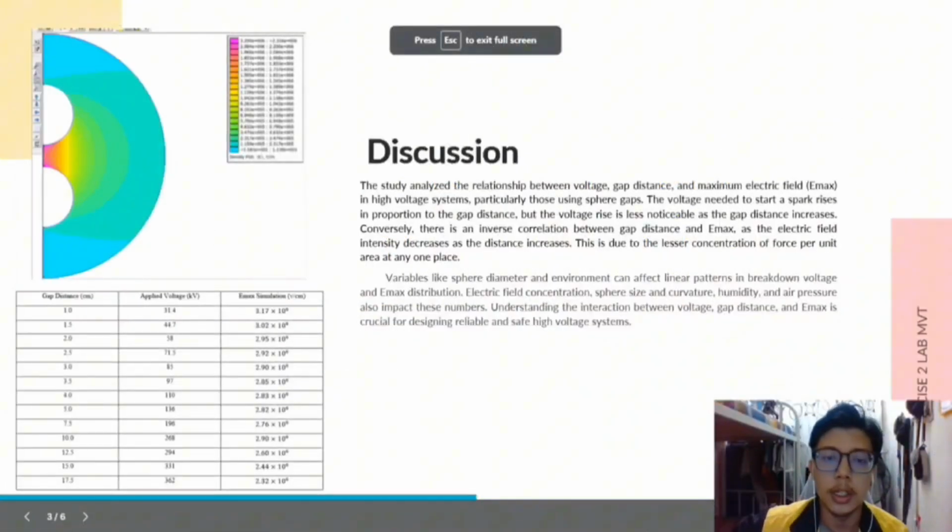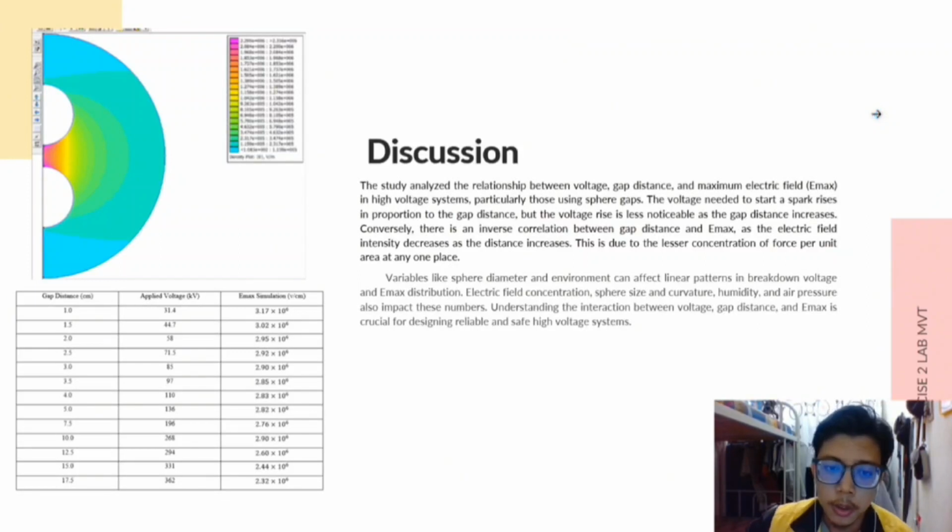And next, I will discuss the discussion of our laboratory. So the study analyzed the relationship between voltage, gap distance, and maximum electric field in high voltage systems, particularly those using sphere gaps. The voltage needed to start a spark rises in proportion to the gap distance, but the voltage rise is less noticeable as the gap distance increases. Conversely, there is an inverse correlation between gap distance and Emax, as the electric field intensity decreases as the distance increases. This is due to the lesser concentration of faults per unit area at any one place.